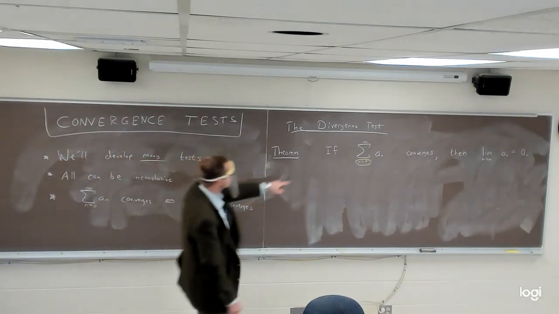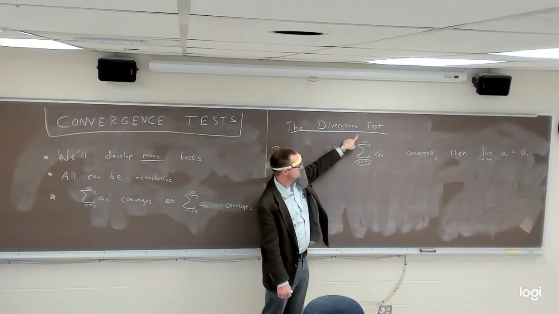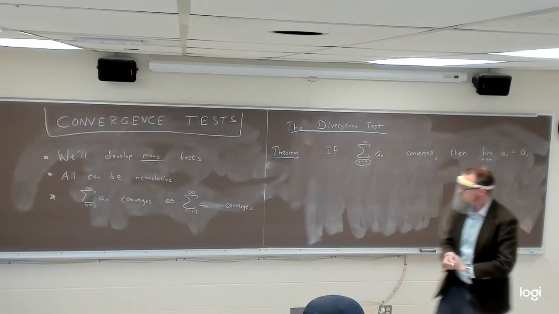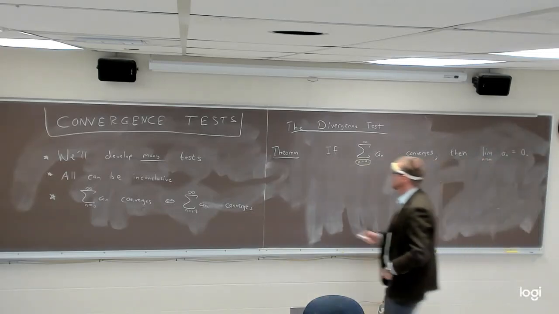All right, so this theorem would be equally true if the sum from n equals 42 to infinity converges and the terms go to 0. But let's just say starting with 0. So if the sum converges, the limit is 0. The proof.